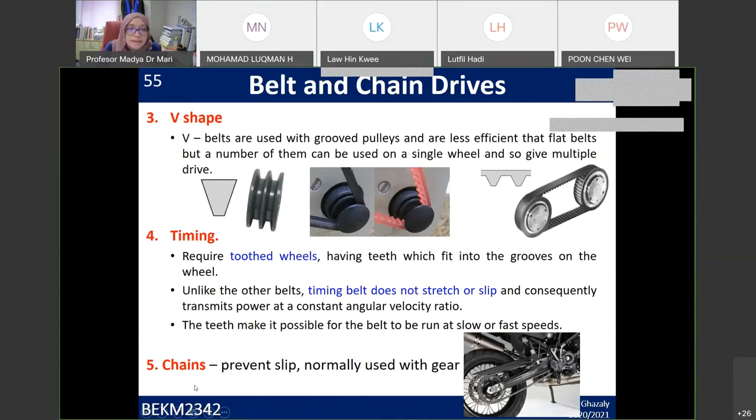Okay? And next is the chain drive. So chain drive is what you see in a motorbike or bicycle. Okay? So chain type.